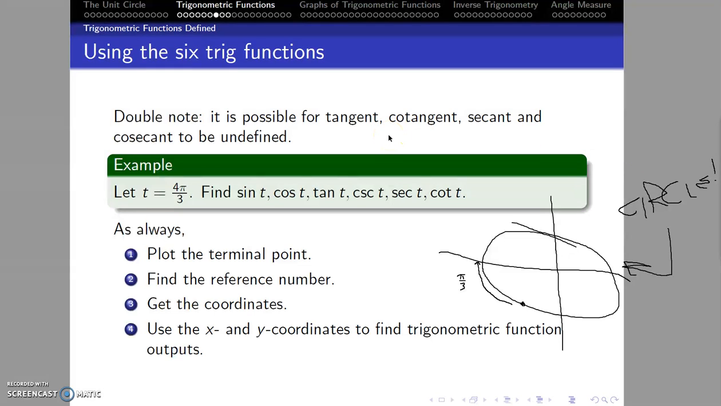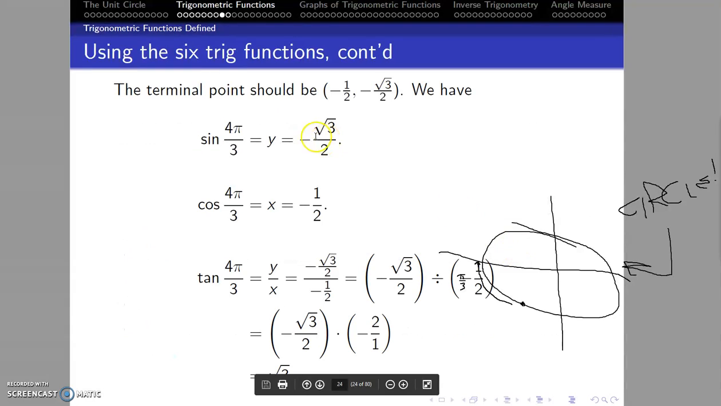So the 1/2 is cosine. The root 3 over 2 is sine. Only difference now is we're in the third quadrant. So everything's negative, both x and y. So cosine of 4 pi over 3 is now negative 1/2. And sine of 4 pi over 3 is now negative root 3 over 2. So we got those two things.